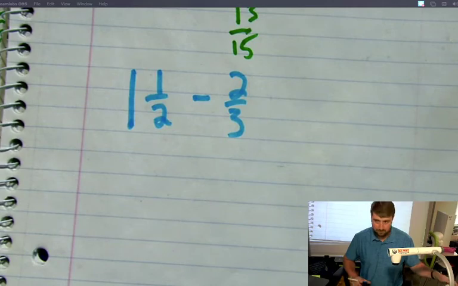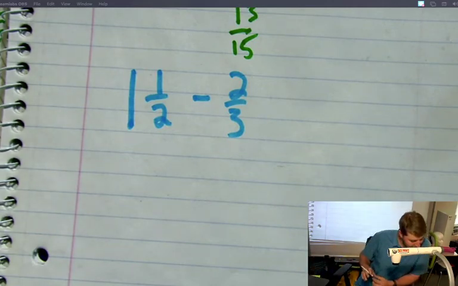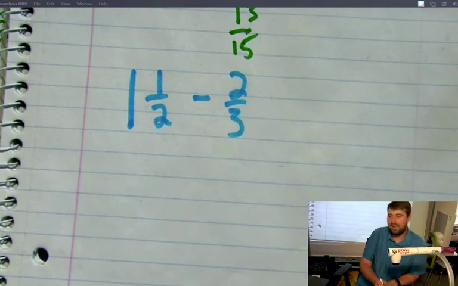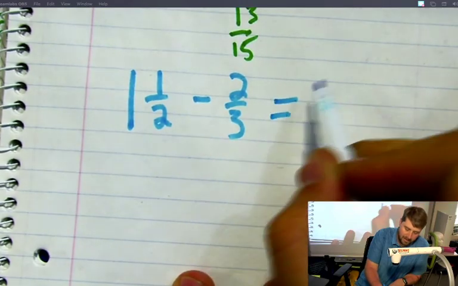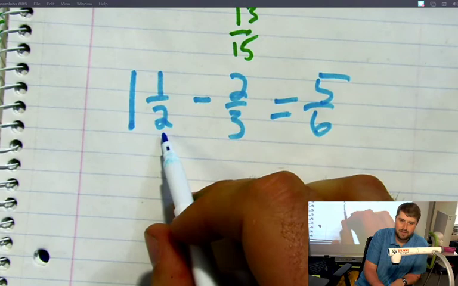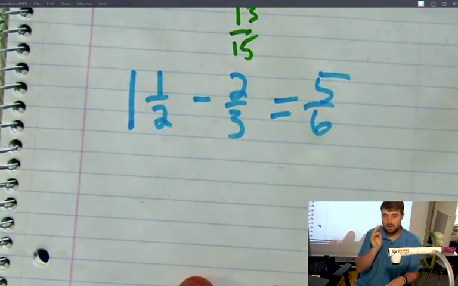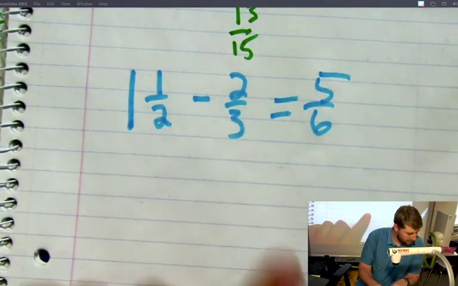Pause this here. I will share my answer. I'm not going to share my method because I want you to try it out on your own. When you're done, if you haven't solved this yet, pause this here. If you are good to go, see if you have the same thing I got. I knew our like unit was 6 because I drew my pictures out. There was 2 plus 2 cuts one way, 3 cuts the other way, ended up with 6 total pieces. Cross them out.